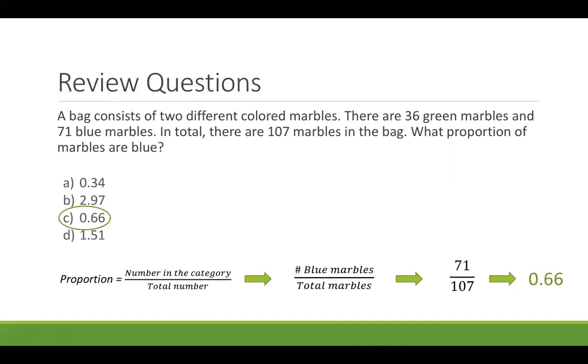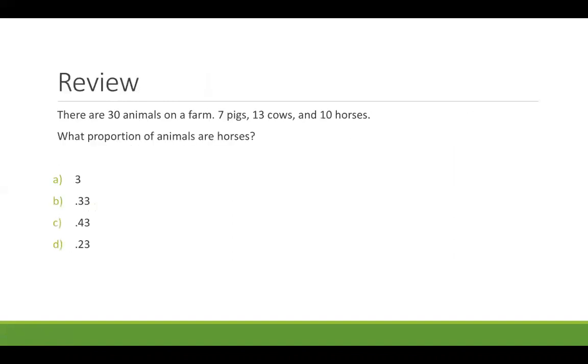All right, so we're really going to hit this topic home. Here's another review for you. There are 30 animals on a farm, 7 pigs, 13 cows, and 10 horses. What proportion of the animals are horses? Just another quick question, we'll go over it.